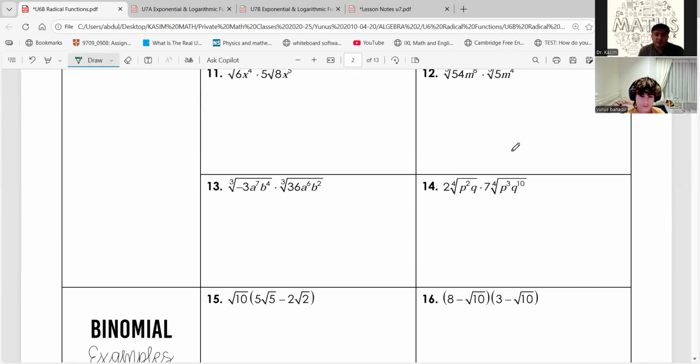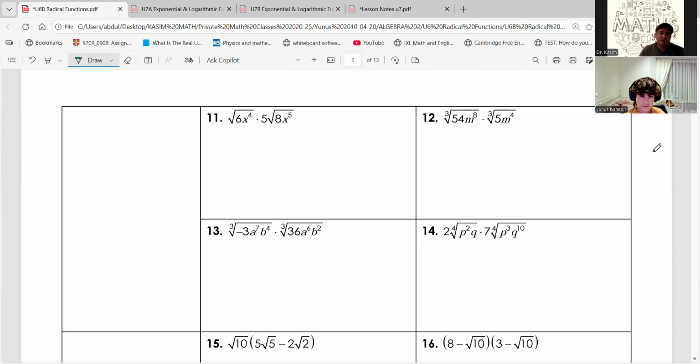Okay, let's continue. Now, simplify question 11. Do it in your notebook, Yunus. It's an easy question. It's just square root, square root. We can combine them and write the expression under the roots in powers of multiples of 2, right? When the power is a multiple of 2, then we can simplify it. And that's it.